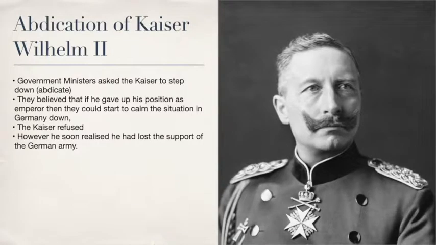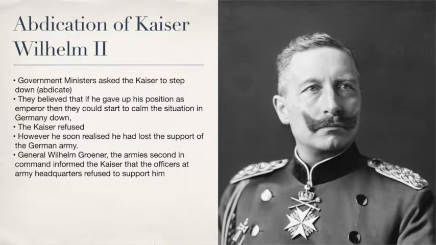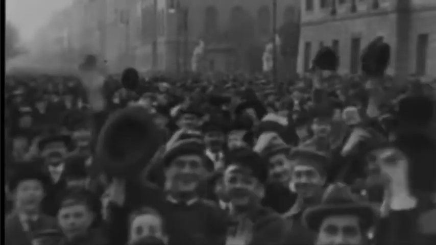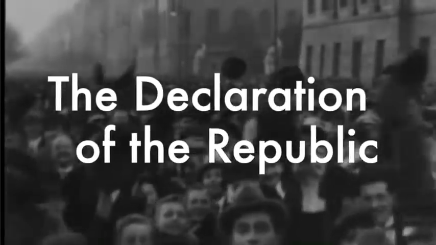However, he soon realised that he'd lost support of the German army. General Gruner, the army's second in command, informed the Kaiser that the officers at the HQ would refuse to support him. And with that, he realised he had no choice but to abdicate. On the 9th of November, he abdicated, and by the early hours of November 10th, he went into exile in Holland.